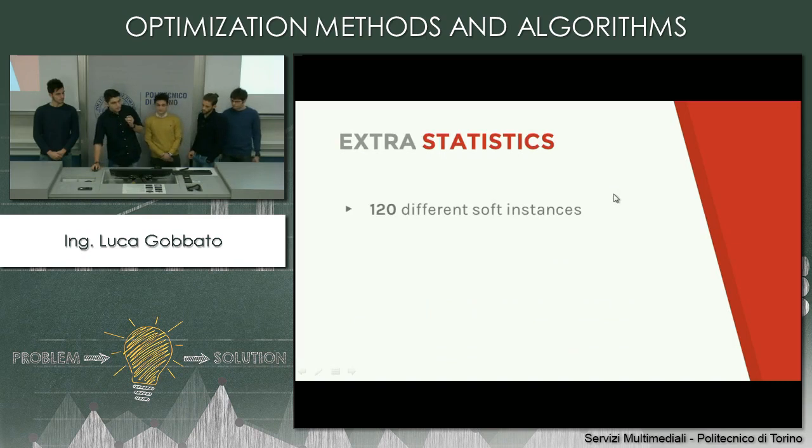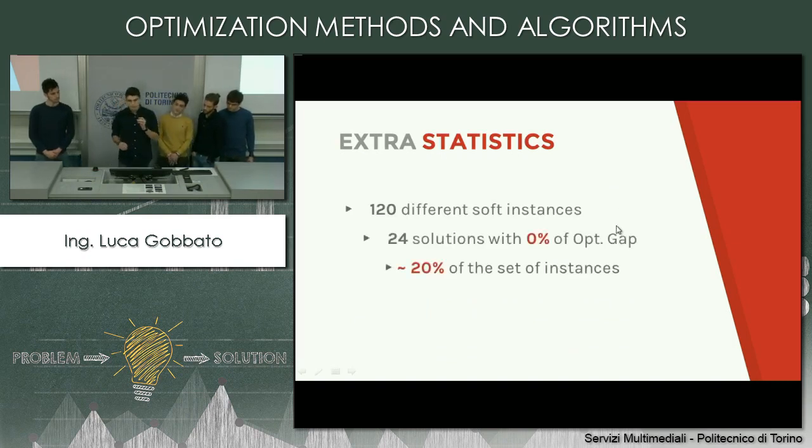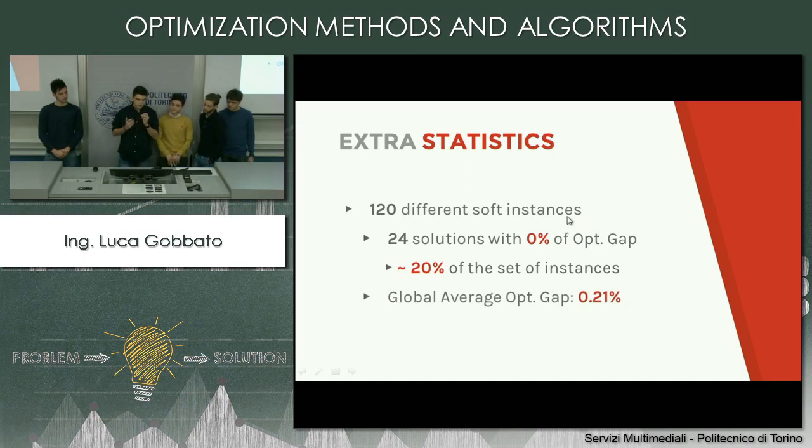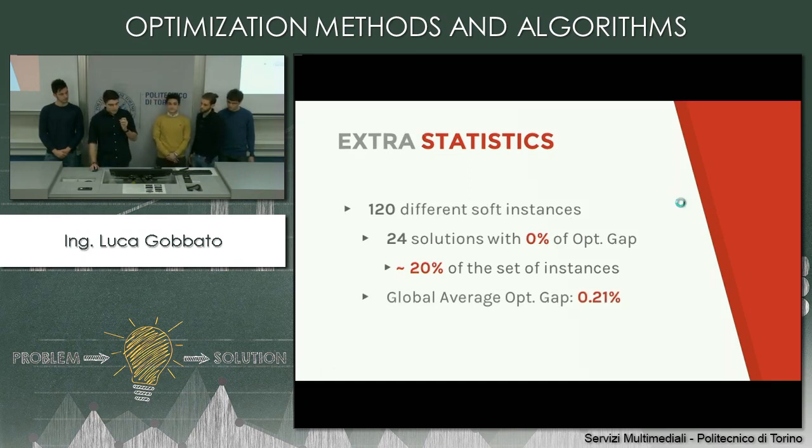And now some extra statistics. We had 120 different soft instances, and in 24 cases, we came out with a 0% optimality gap. That means almost 20% of times. And then we were also able to get a global average optimality gap of 0.21%.